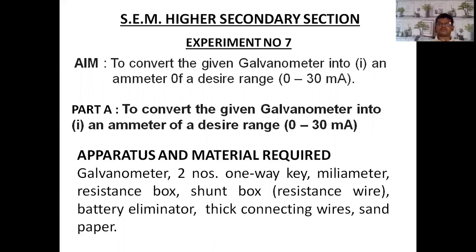So we want some required materials. First we want a galvanometer, two one-way keys, a milliammeter, an R box, a shunt box, a battery, wires, and sandpapers.